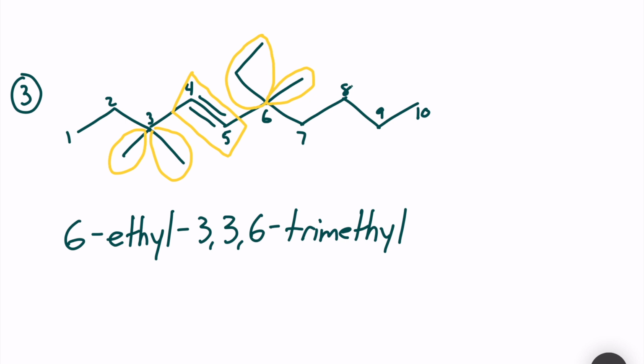We then have to look at where our triple bond is, and it looks like it is between carbon 4 and 5 here, and our parent chain is 10 carbons long. So let's start off with dec-4-ine. So this hydrocarbon will be called 6-ethyl-3,3,6-trimethyl-dec-4-ine.